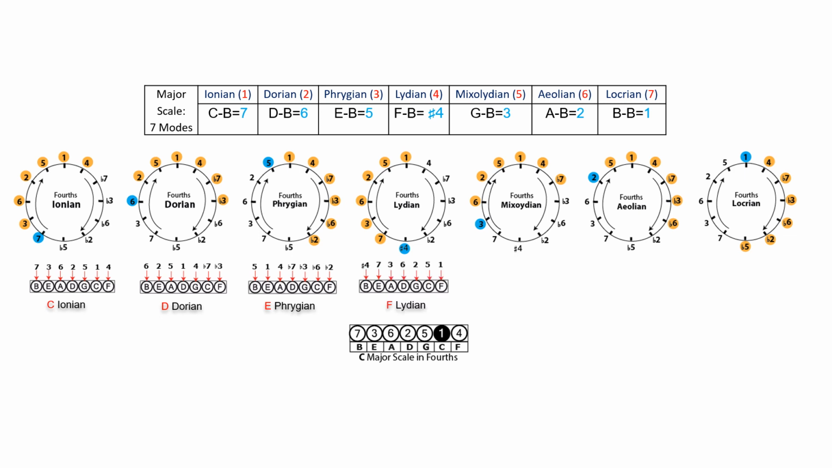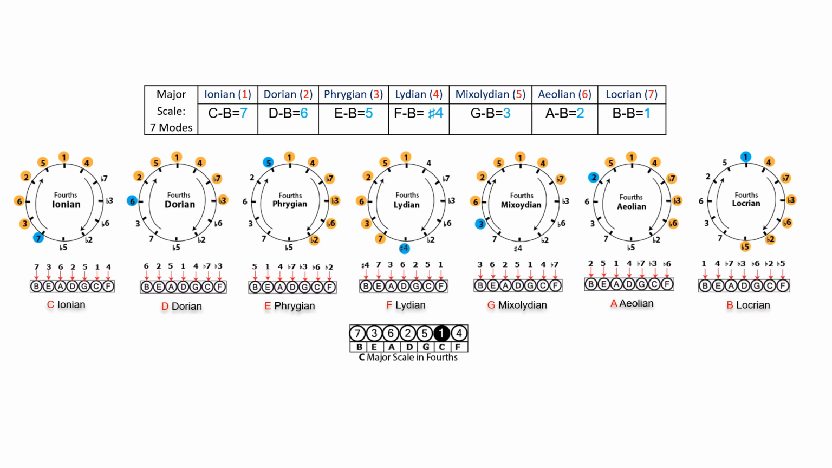Since F to B is an augmented fourth, Lydian starts with sharp 4. Because G to B is a major third, Mixolydian starts with 3. A to B is a major second, therefore Aeolian starts with 2. B to B is a unison interval, so Locrian starts with 1.